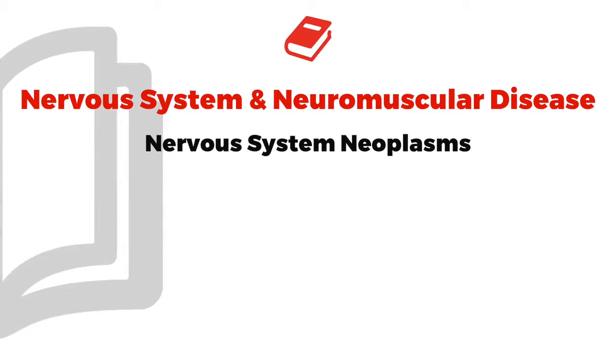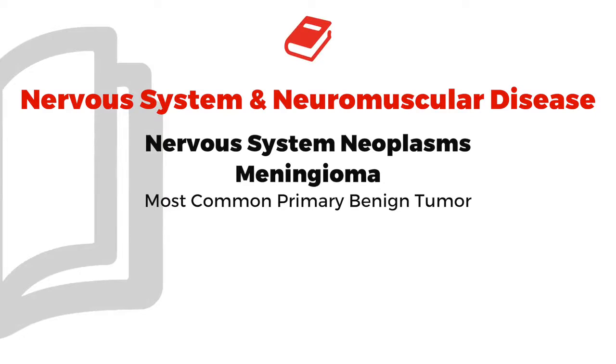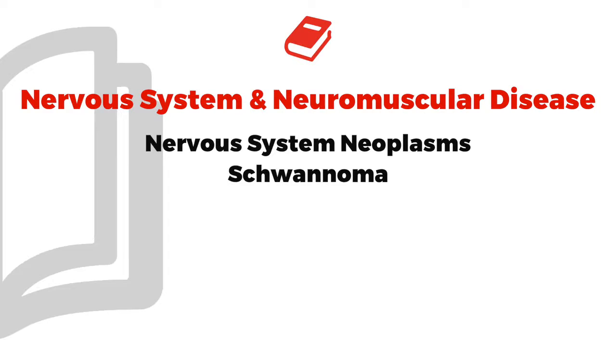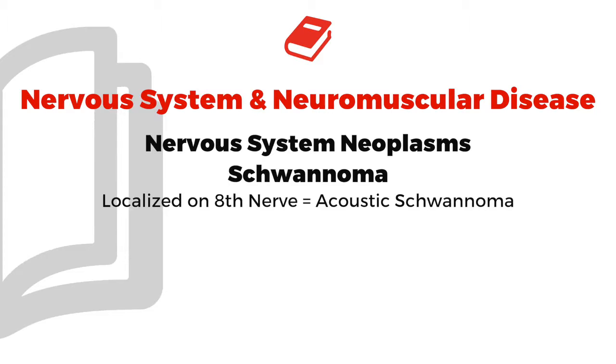Okay, so then let's move on. Meningioma, that's the most common primary benign tumor. It usually happens in middle-aged females. And then look at schwannoma. Schwannoma, a tumor of Schwann cells. Look at that second bullet point. If it is located on the acoustic nerve, then we call it an acoustic schwannoma. Just be aware of that definition.